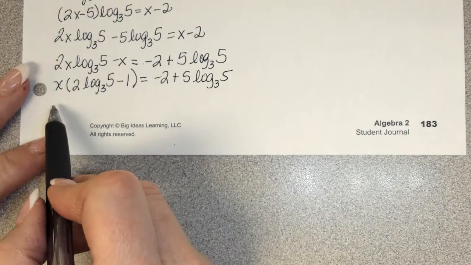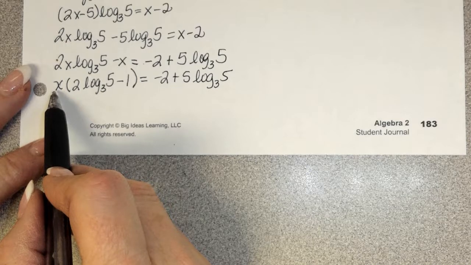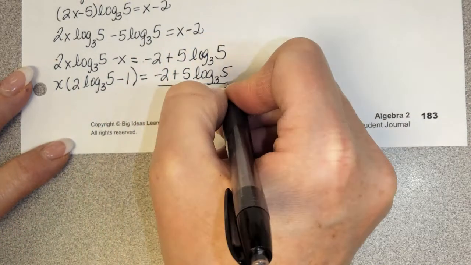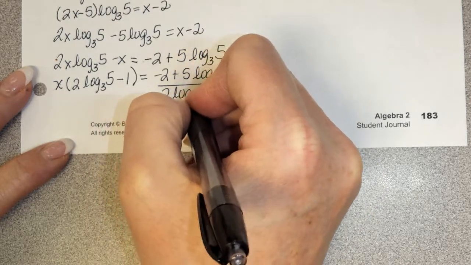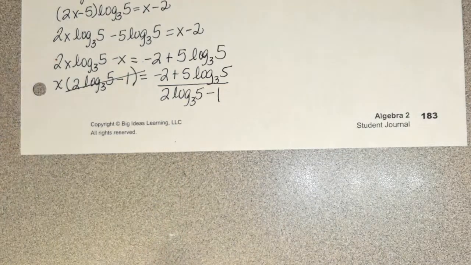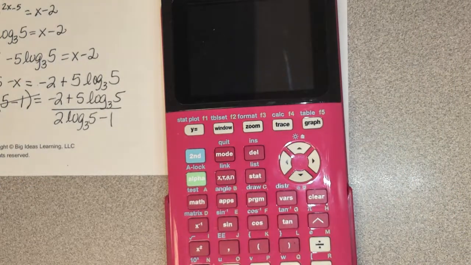Okay? And now what do I do just to get x by itself? Divide by that, right? And that would be the exact answer for x. Those are probably the most difficult type right there. Now, let's talk about how you would get the approximate answer.